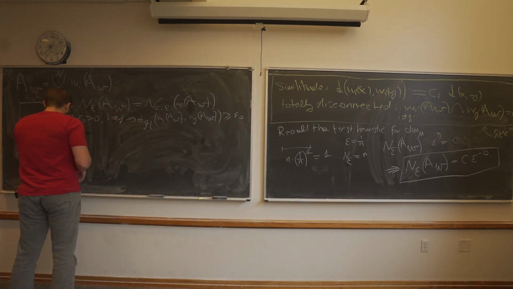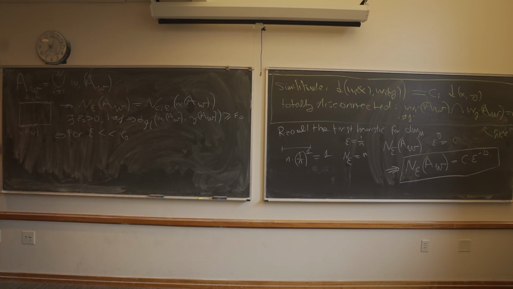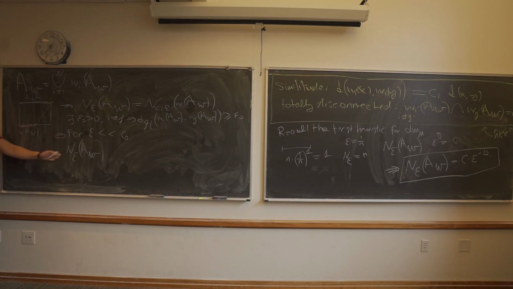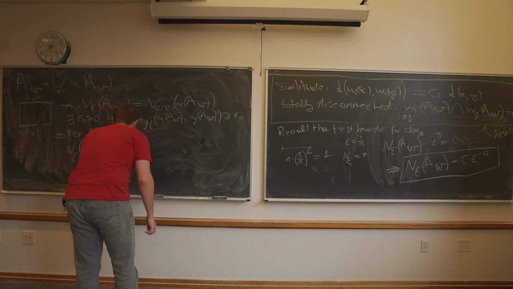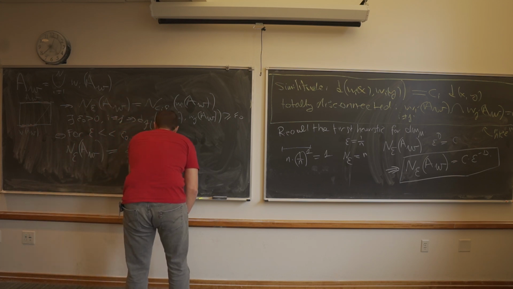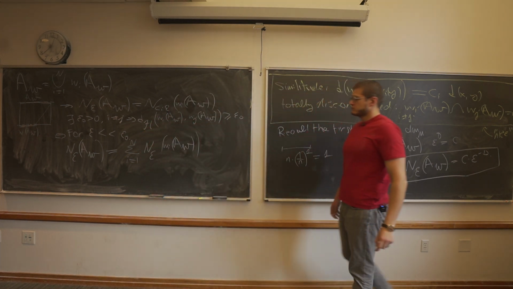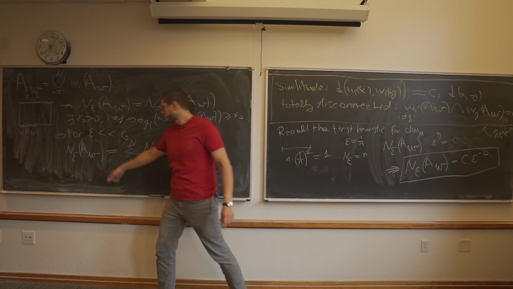So if epsilon is small enough relative to this separation constant, then because of this, I should have something like this. The total number of balls of radius epsilon that I use to cover A_W, the attractor, should be this sum. That is to say, if I look at the epsilon covering number of each of these pieces and add them up, I'm not overcounting to get this.